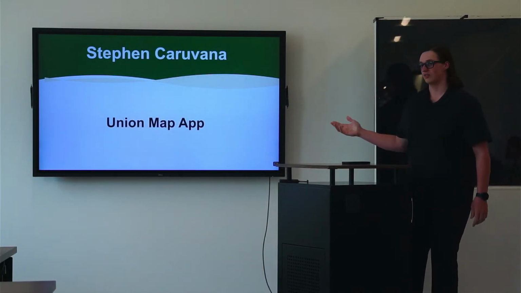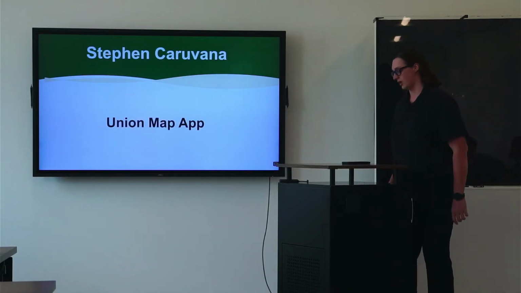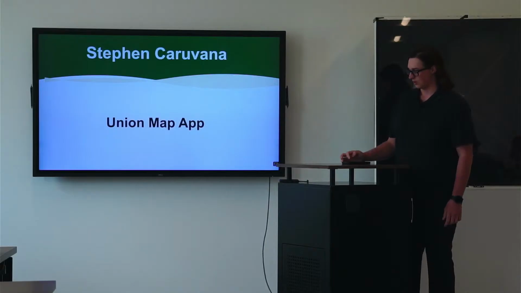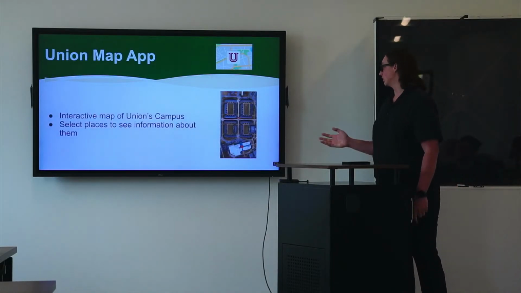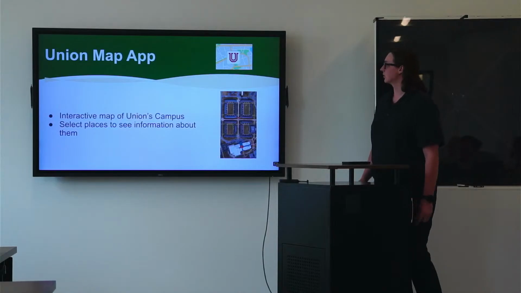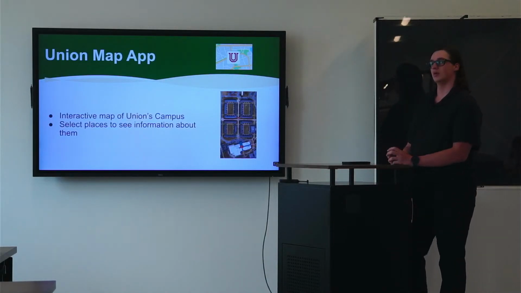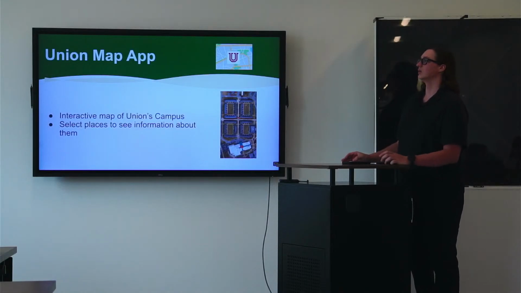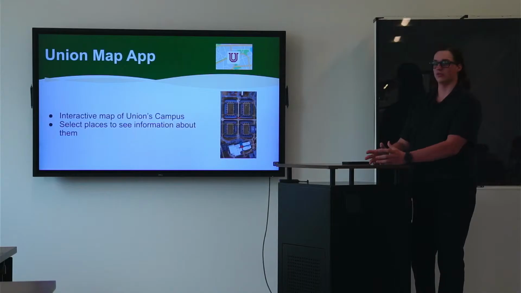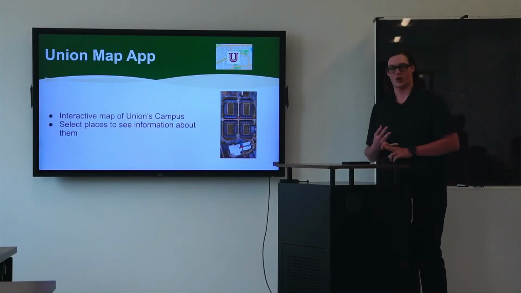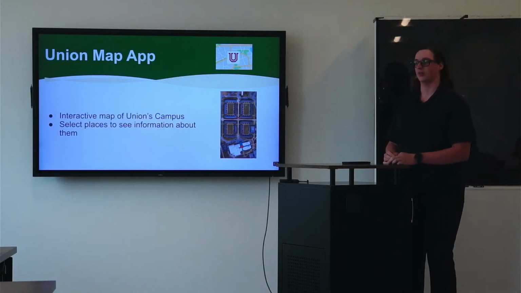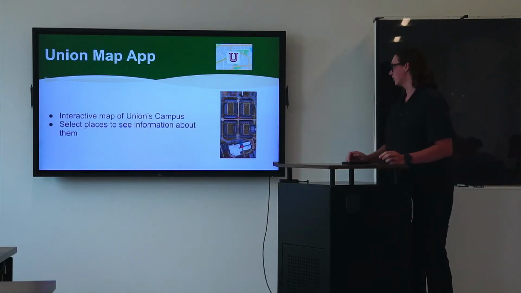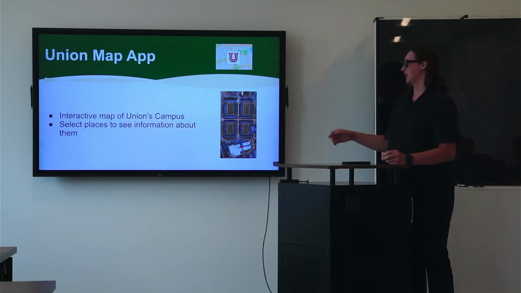So as you said, my name is Stephen Caruvana, and my project is to make an app of Union's Campus. This is a preview of what the map looks like. I just wanted to be able to select buildings or places on campus and get information about them, and see a picture. I'd like to, in the future, add a search function to be able to maybe look up buildings or find professors' offices or where the disc golf course is. But I'm not to that point yet. Right now you can select different places and get information about them.